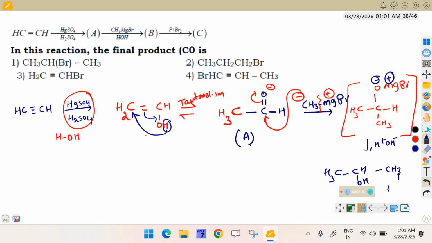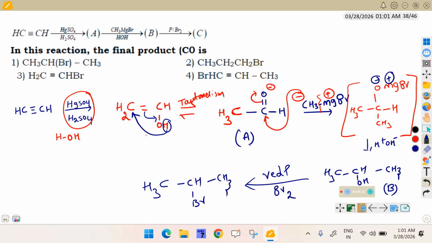This is B. It reacts with red phosphorus and bromine. OH group is replaced with bromine atom. Then it gives CH3CHBrCH3. What is the final product? The final product is first one.